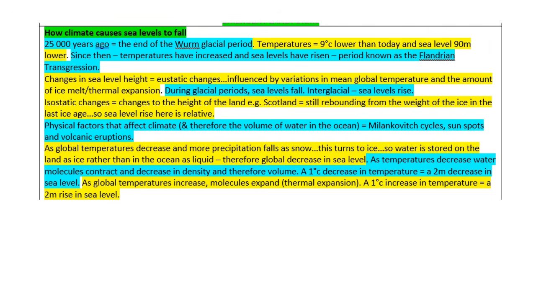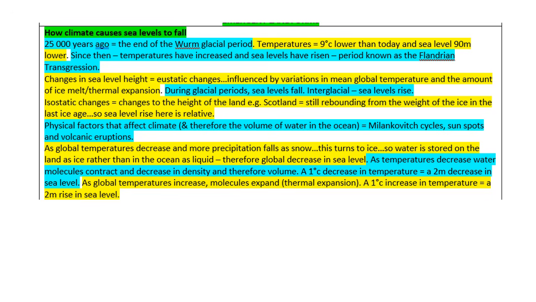Okay, the next section is to look at how climate changes the coastal landscape. So first of all, thinking about sea levels falling. Sea levels falling during glacial periods. So 25,000 years ago was the end of the cold glacial period. Temperatures were 9 degrees colder than today, and the sea level was 90 meters lower.